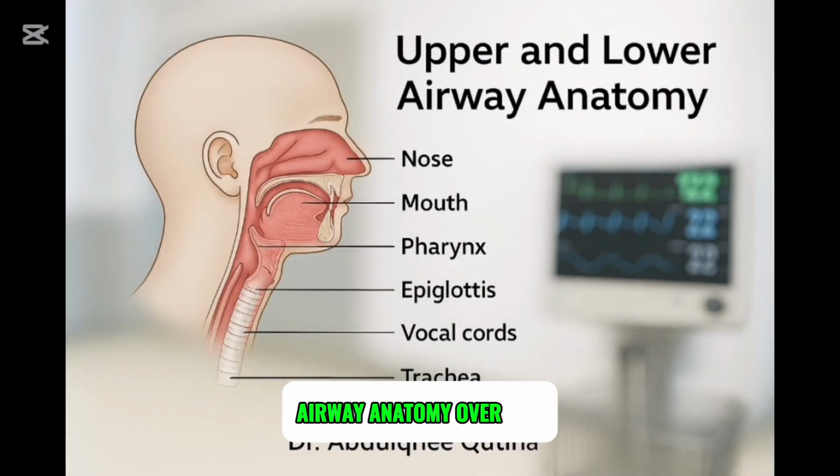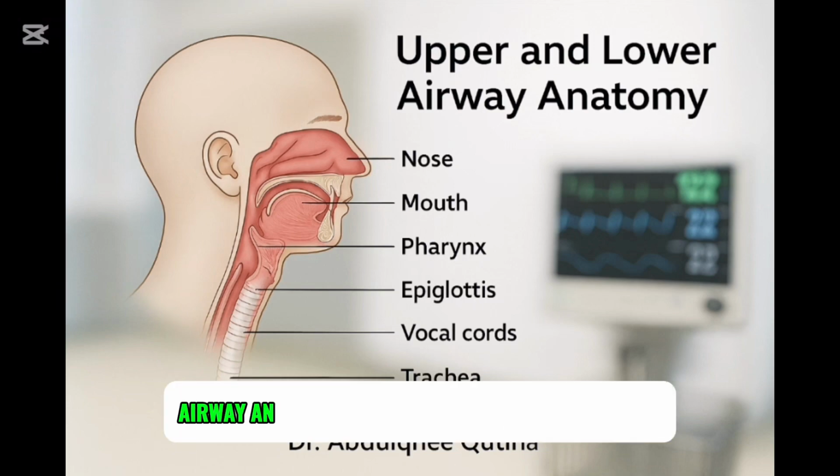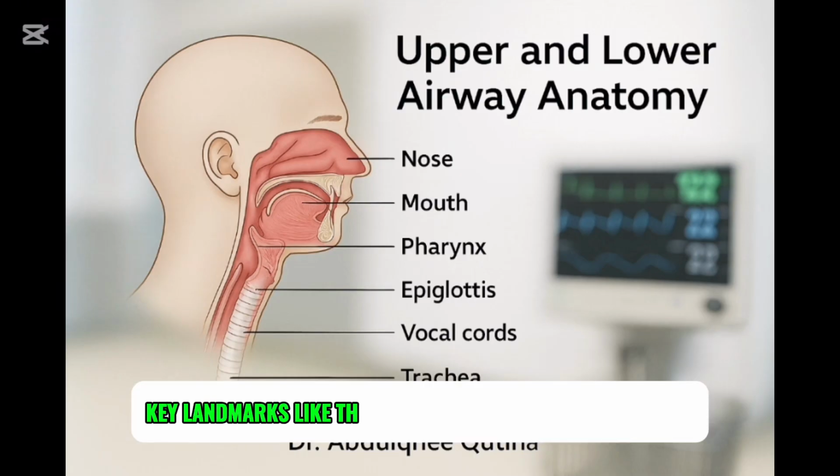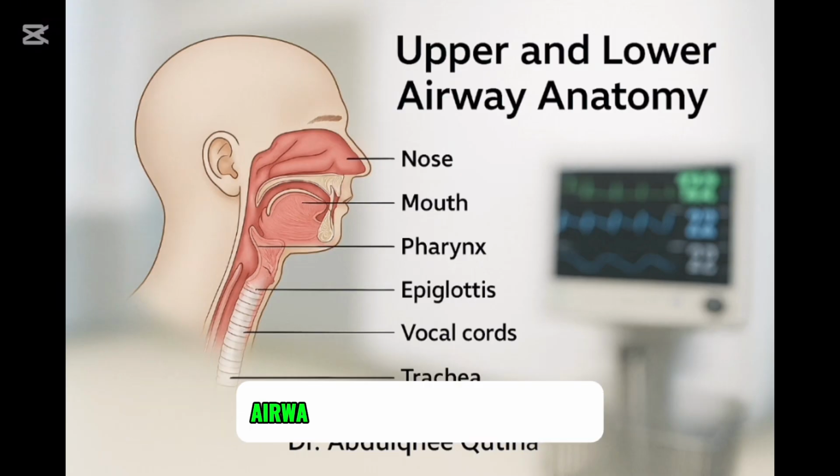Airway anatomy overview. Understanding airway anatomy is essential for rapid assessment. The upper airway includes the nose, mouth, pharynx, and larynx, while the lower airway includes the trachea and bronchi. Key landmarks like the epiglottis and vocal cords guide airway management and intubation.